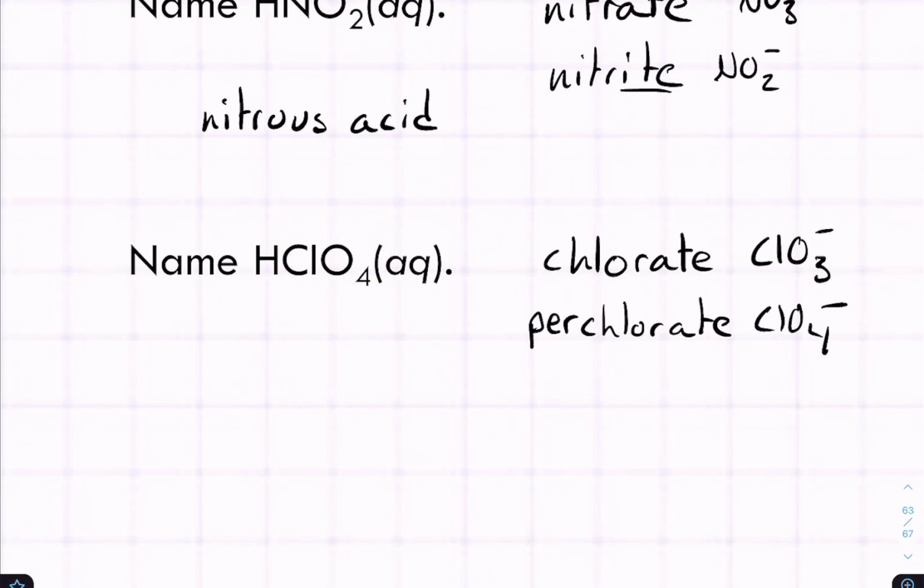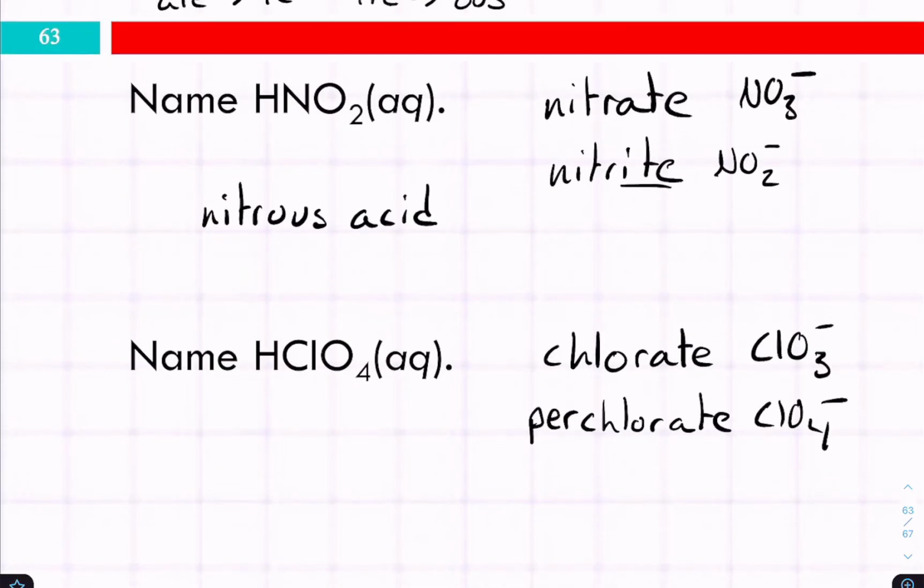And now we've got enough that we could name this. Again, ATE goes to IC, ITE goes to OUS. If there's a prefix, you just don't do anything with it. You leave it, it stays the same. So this would be perchloric acid.